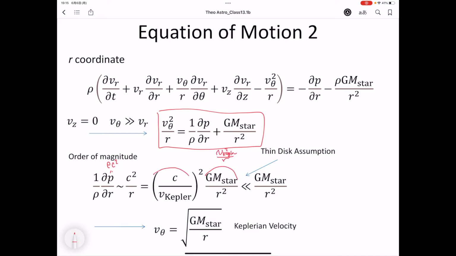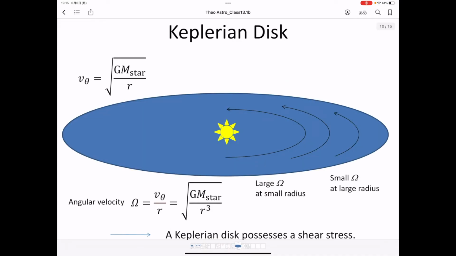Actually, this term is much smaller than 1. So the first term is much smaller than the second term, GM sub star over r squared. We can ignore the first term on the right hand side. Then v sub theta is expressed as the square root of GM sub star over r. This is a Keplerian velocity. So we call such a disk a Keplerian disk. The rotational velocity of a gas particle follows the Kepler velocity, the square root of GM sub star over r.